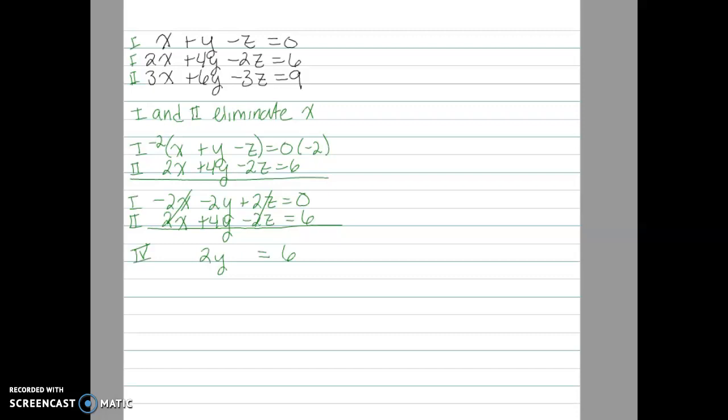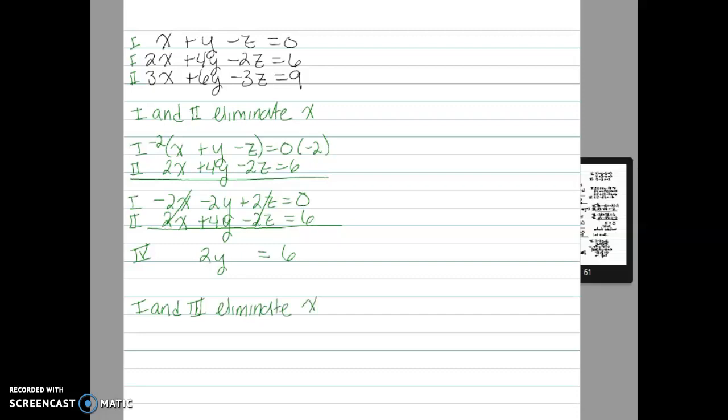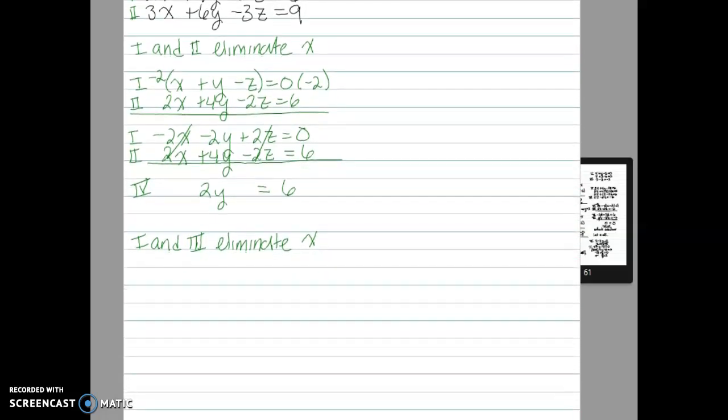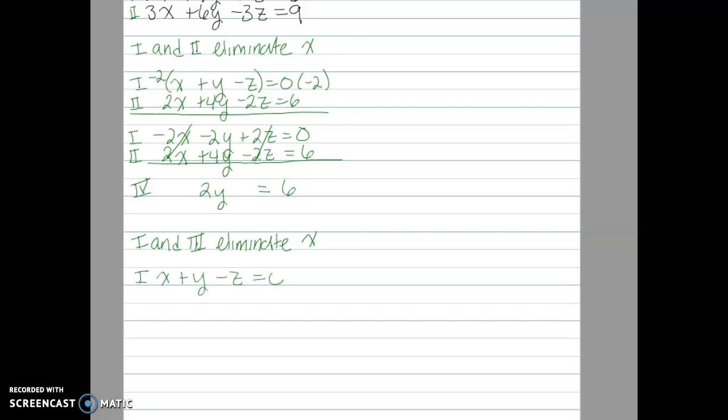So if I continue with that same process, I want to pick another pair of equations and also eliminate x. I have to use the third equation since I haven't used that yet, so I'm going to pair up the first and the third. Just rewriting each of those. Alright, so I've multiplied the top equation by -3 and I'm adding the equations together.